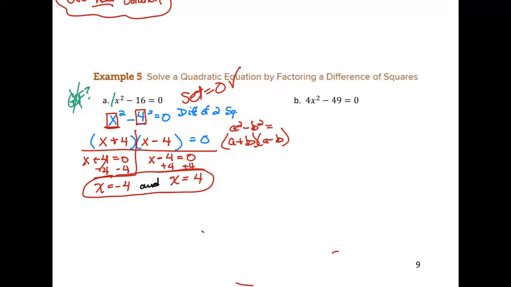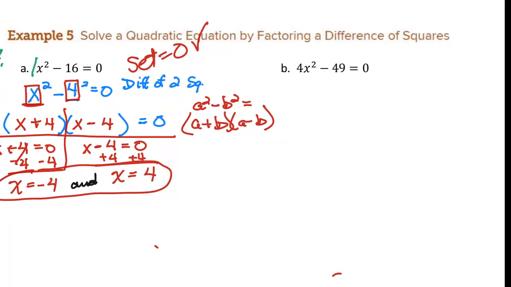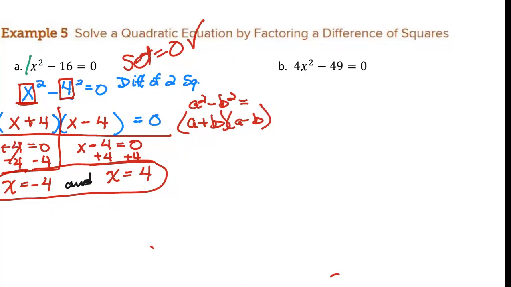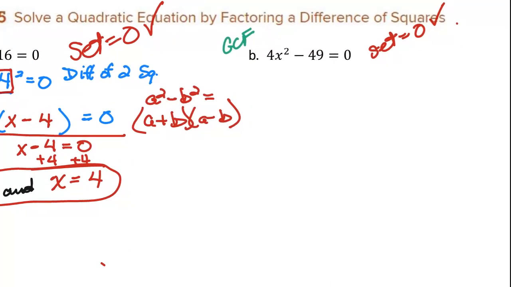4x squared minus 49 equals 0. First of all, I need to check. Is it set equal to 0? Survey says, yeah. All right. Then what do I check for first? When I'm factoring to solve these, need to check for GCF. Ooh, we got a number out in front.